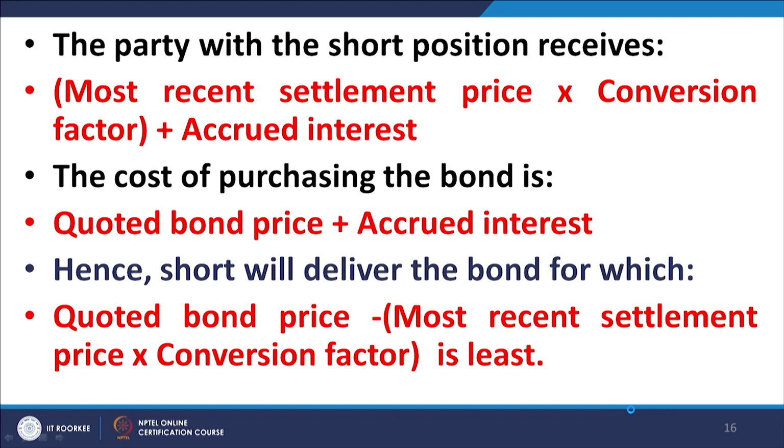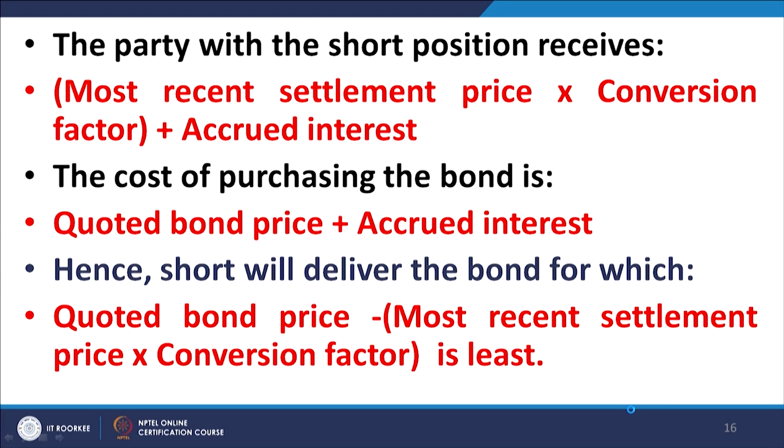So, having explained the concept of conversion factor, and knowing fully well that there can be multiple delivery options for the short party against a particular T-bond futures contract, it sometimes happens due to market aberrations that some particular bond delivery turns out to be cheapest for the short party. To understand more about it, let us look at this. The short party, on delivering the underlying instrument on the delivery date, what does he receive? He receives the settlement price multiplied by the conversion factor.